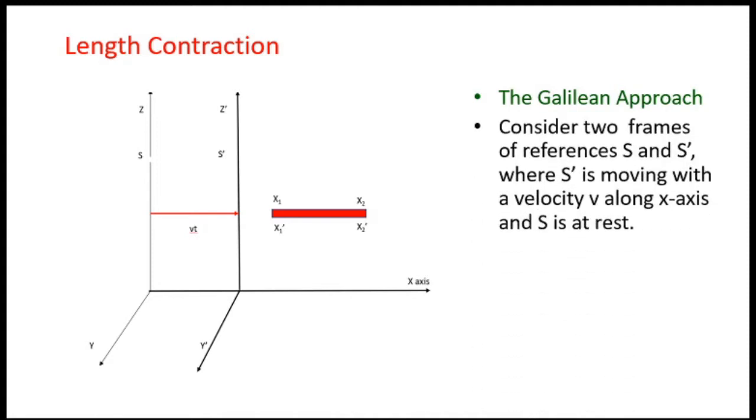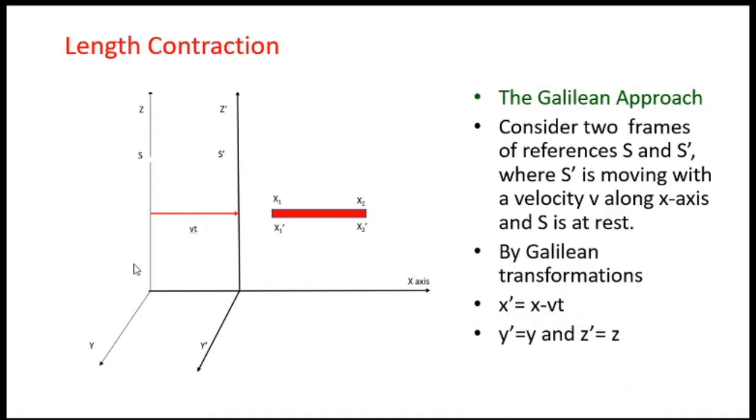Now suppose that there are two frames of references S and S dash. This is the S dash frame and this is the S frame, such that S dash is moving with a velocity v along the x axis and the frame S is at rest.